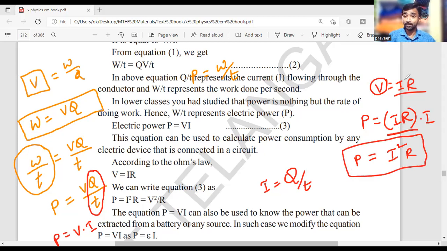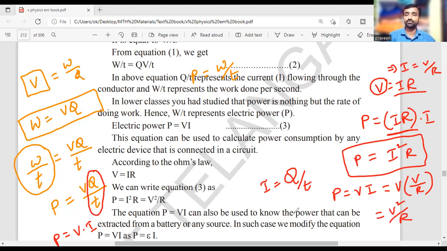If you replace I, one more formula you can get. From Ohm's law, I is equal to V by R. In the power formula P equal to V into I, I replace the I value, V by R, from Ohm's law. Then V into V, V square by R. This you are able to get. Like this, we can replace the formulas.